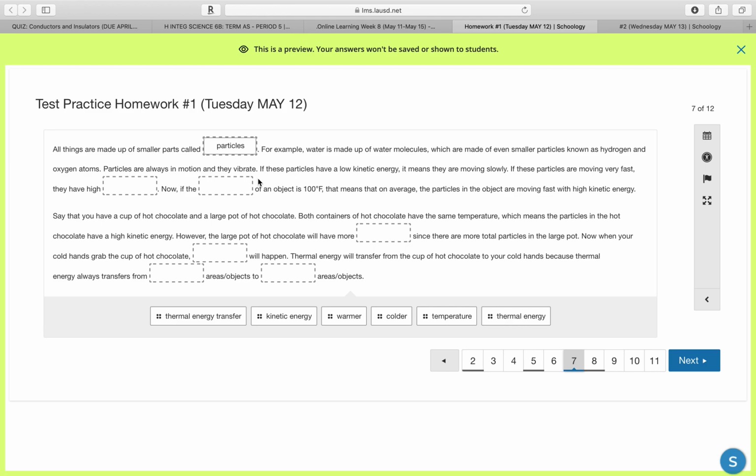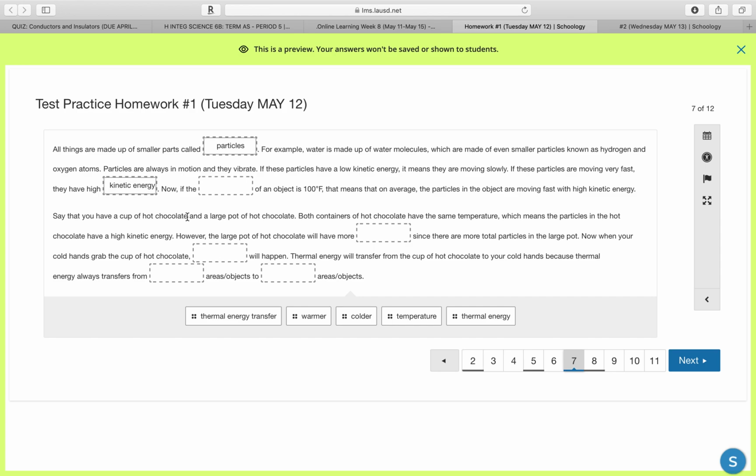For example, water is made up of water molecules, which are made of even smaller particles known as hydrogen and oxygen atoms. Particles are always in motion and they vibrate. If these particles have low kinetic energy, it means they are moving slowly. If these particles are moving very fast, that means that they have high kinetic energy. Remember, that's the energy of motion.